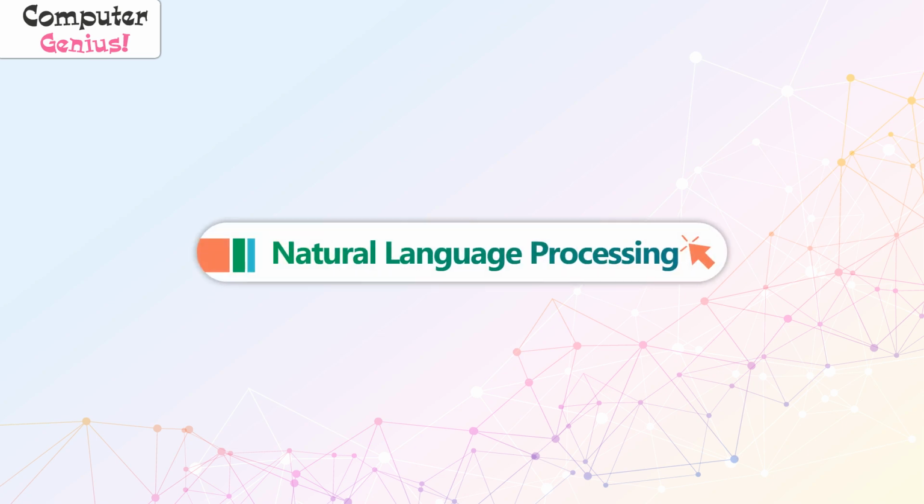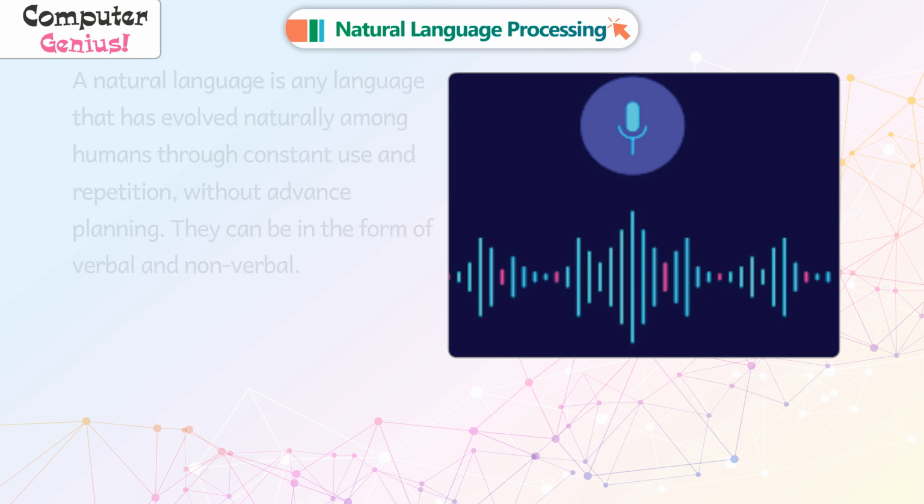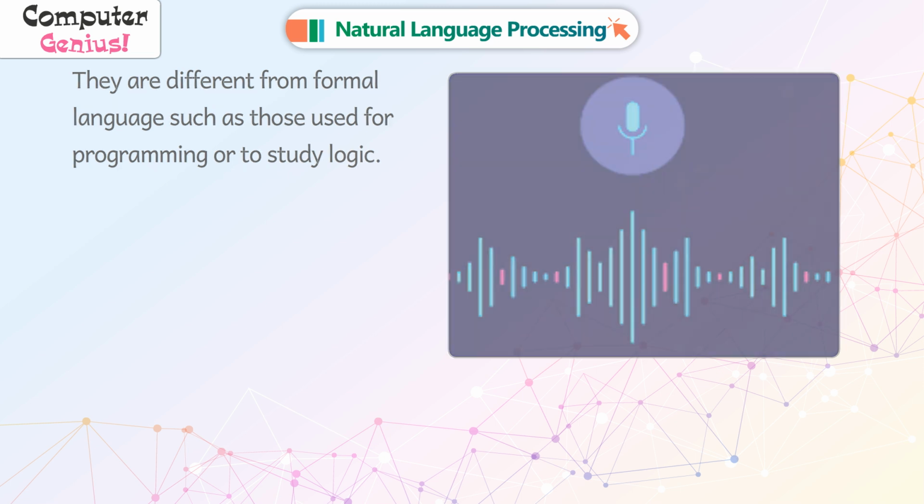Natural language processing. A natural language is any language that has evolved naturally among humans through constant use and repetition without advanced planning. They can be in the form of verbal and non-verbal. They are different from formal language, such as those used for programming or to study logic.